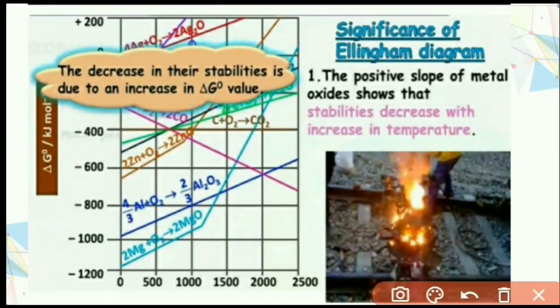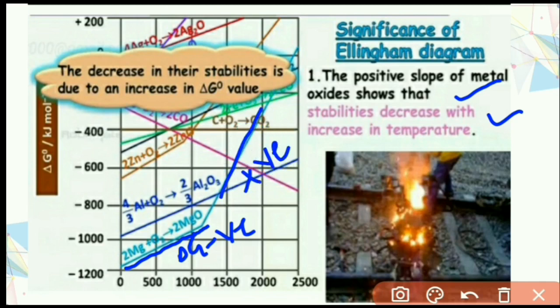Significance of the Ellingham diagram. First point, the positive slope of a metal oxide shows that the stability decreases with increasing temperature. See in this graph, magnesium reacts with oxygen to form magnesium oxide. Here the del G value is negative, but when we increase the temperature the del G value becomes positive, and the stability of the metal oxide decreases.